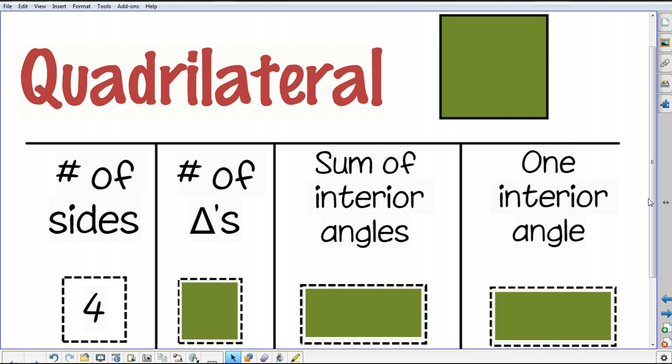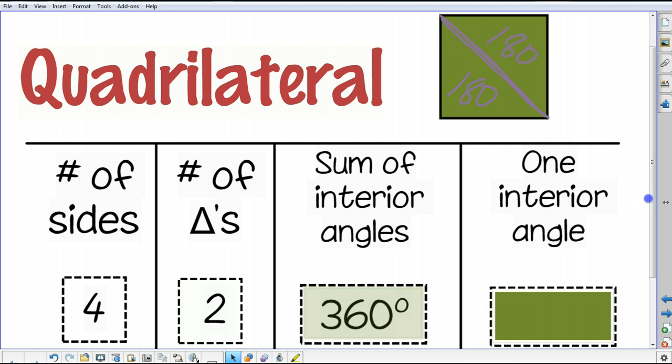If I drew a diagonal like this, how many triangles have I divided my square into? 2 triangles. How many degrees does each triangle have? 180 and 180. So how many degrees are in a quadrilateral? 180 times 2. 360.